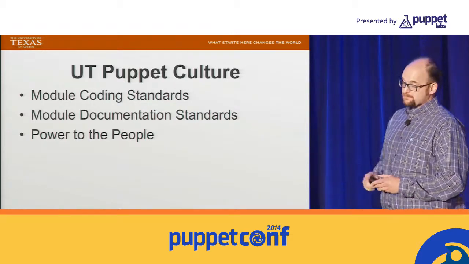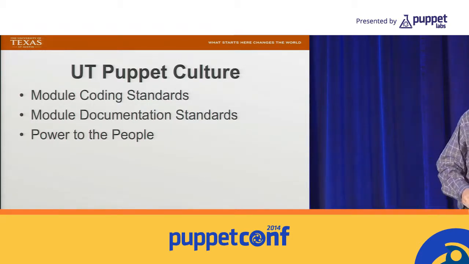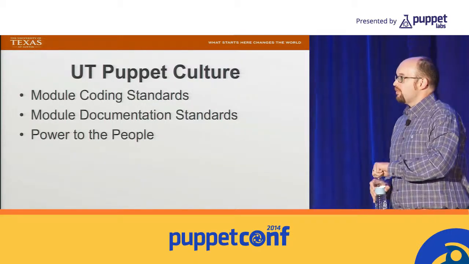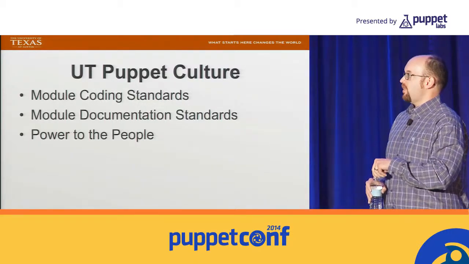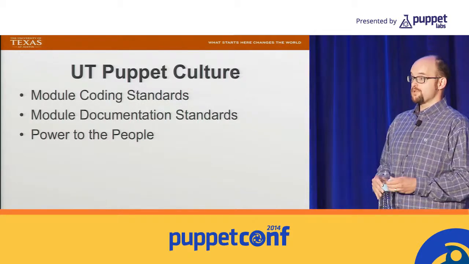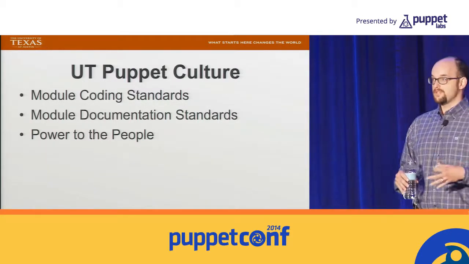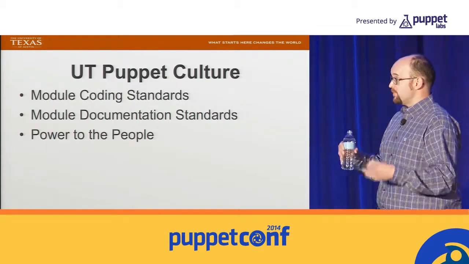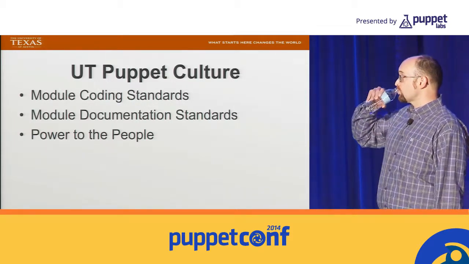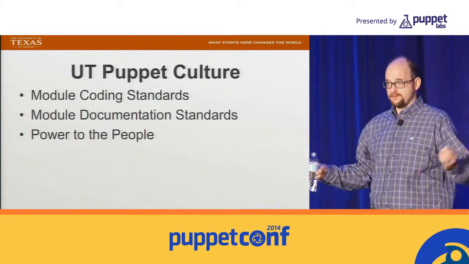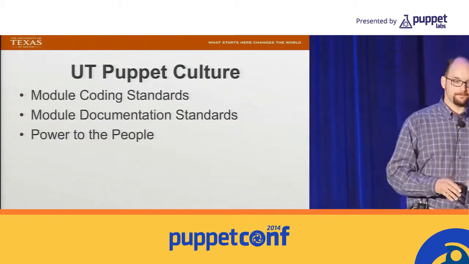And finally, and arguably the most important, is what I named Power to the People. And this is basically all of the soft things around UT Puppet culture. It's the Puppet user groups. It's the meetings in the hall. It's being available to help build this community at UT. It's stuff like this, actually, on a UT scale.